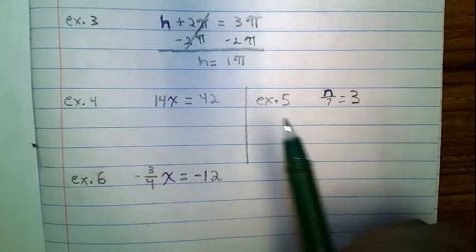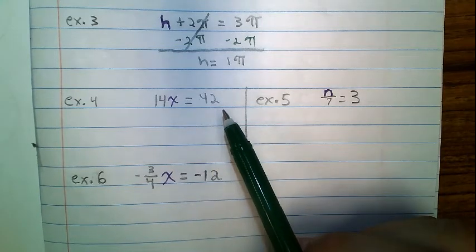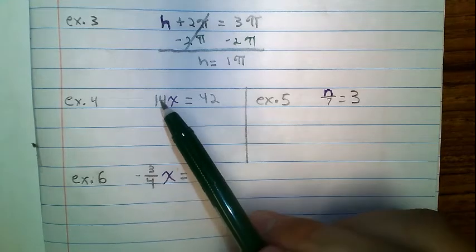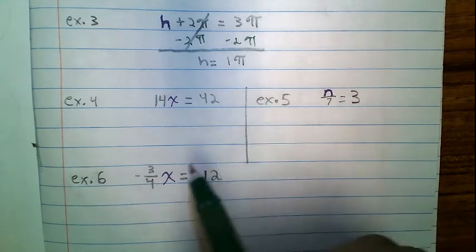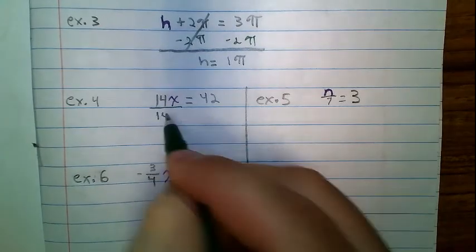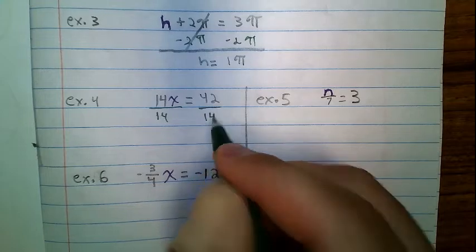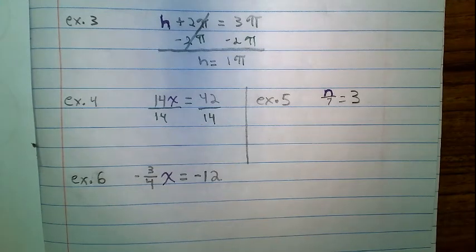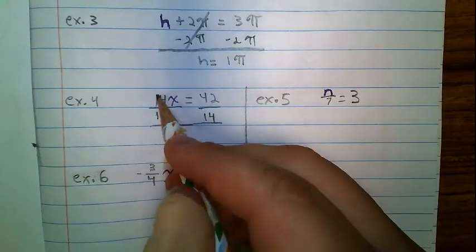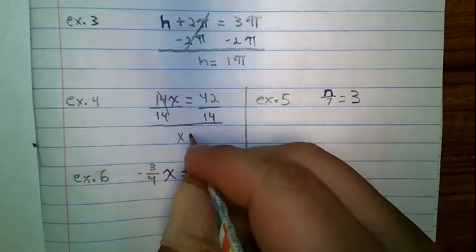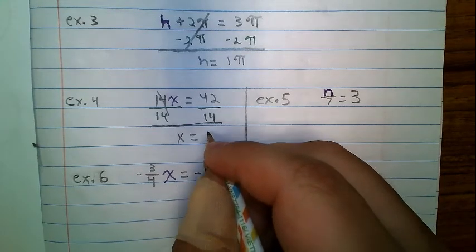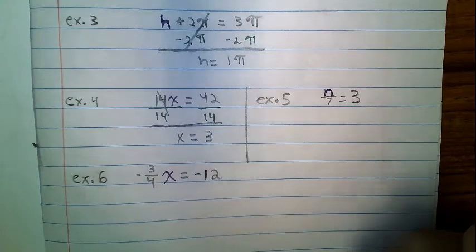Example 4, we have 14x equals 42. Now, what do you recognize happening to the x here? Multiplying by 14, right? So we're going to divide by 14 on both sides. And when we do that, 42 divided by 14, because those cancel, is equal to 3. So x equals 3.